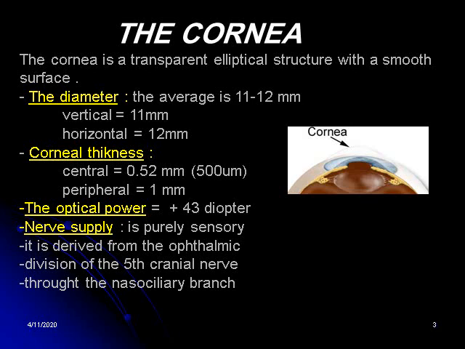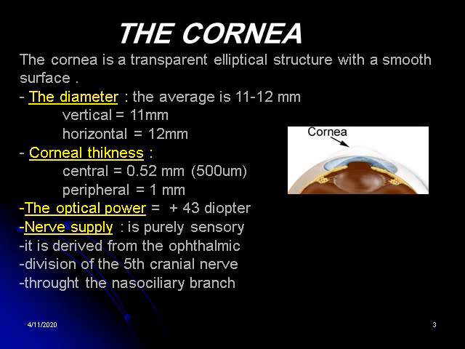So the presence of eyelids in the vertical meridians makes the vertical diameter shorter as compared to the horizontal meridian, and that's why most people have some degree of astigmatism, which is known as with the rule astigmatism. Now, the thickness of the cornea has a central thickness and peripheral thickness. The central one is around 500 microns, and the peripheral one is 1 millimeter, which is around 1000 micrometers.